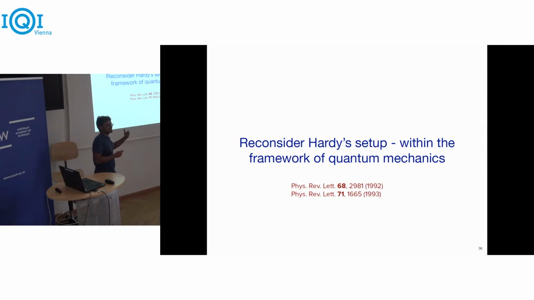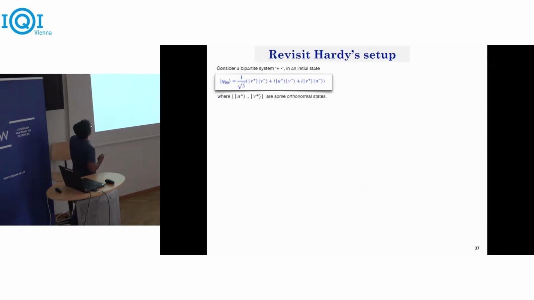So obviously that is kind of a deviation from what Hardy did. But the setup, in the sense of the unitaries and the states I shall be considering, is essentially very close to the one Hardy had considered here. So once again I start with this bipartite state where the parties are denoted by plus and minus, and this is some kind of a very particular choice of this initial state.